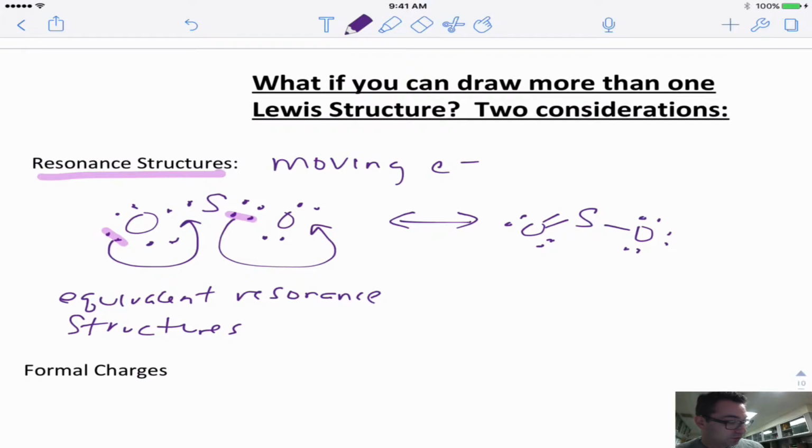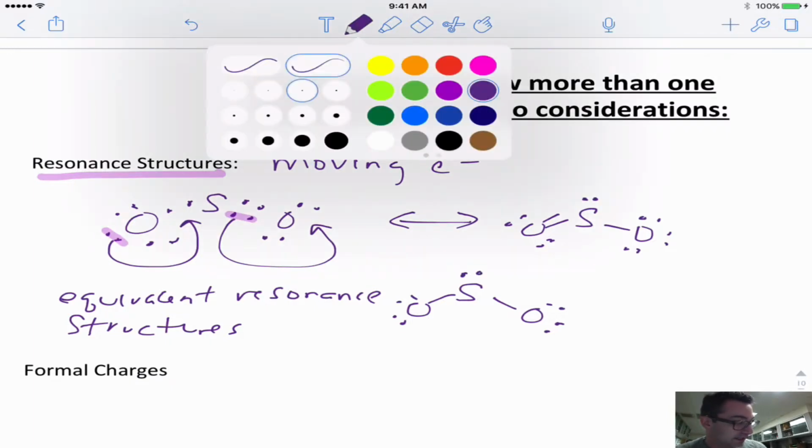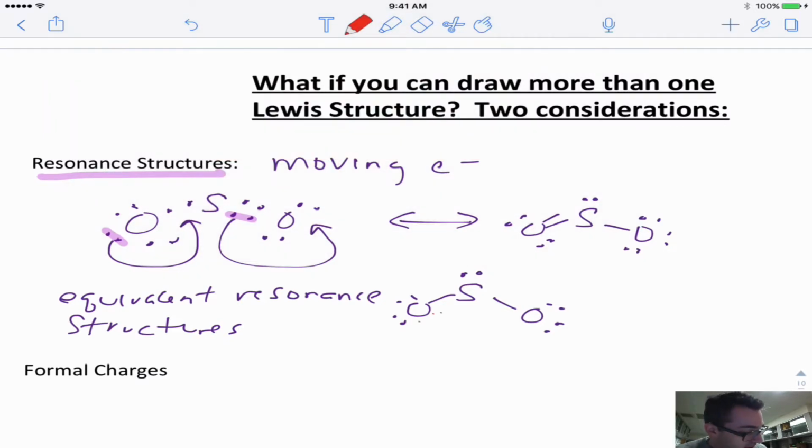A lot of times they'll draw the resonance structure like this, where they draw the single bonds, and then the dots like this, and then they draw a dotted line, which we could do in red here. What that red dotted line shows is that the electrons are mobile. The electrons are delocalized.